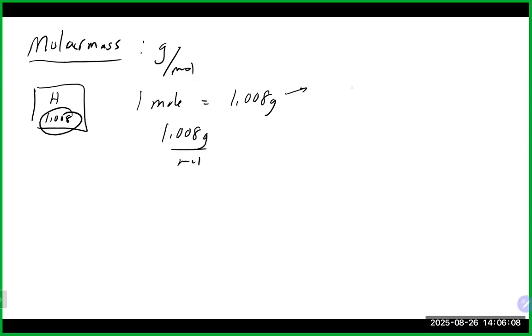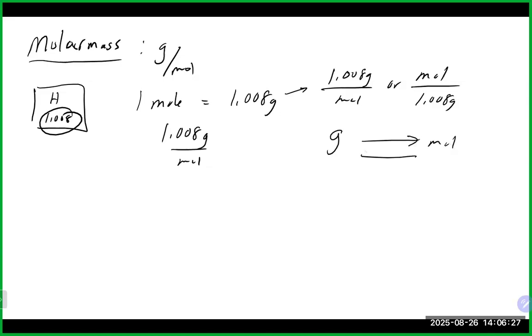We could use it as a conversion factor, 1.008 grams over a mole, or you could flip it around if you're going to do a little dimensional analysis, and you could use it like so. Molar mass is really the conversion factor we use to go from grams to moles, and moles back to grams. By the way, that is the abbreviation for moles. That is not molecules, right? So if they want molecules, they will write it out. So you use the molar mass to go back and forth.